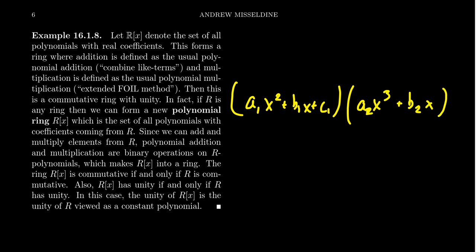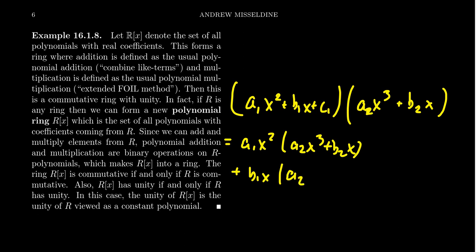When you FOIL that out, by the usual distributive law, you're going to get something like the following. You're going to get an a1x² times (a2x³ plus b2x). Then you're going to get b1x times (a2x³ plus b2x), and then you're going to get a c1 times (a2x³ plus b2x).